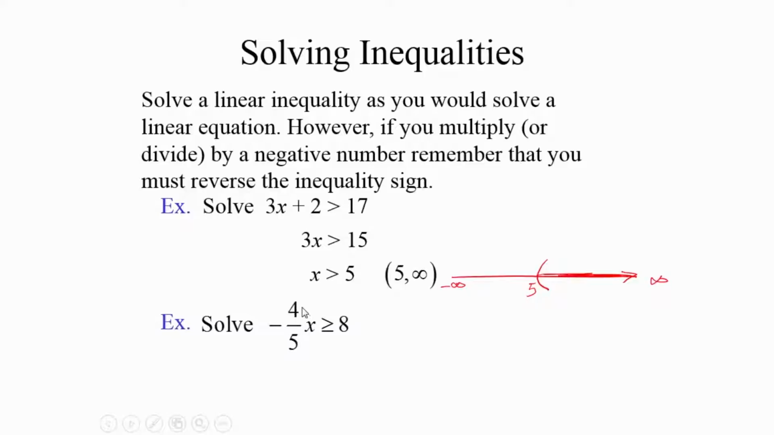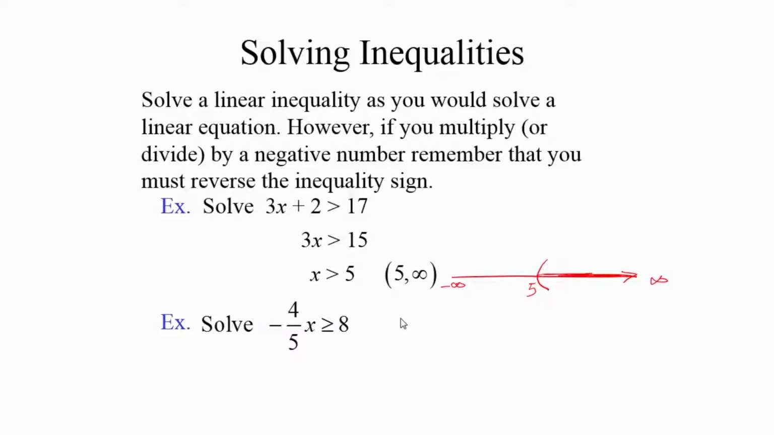So minus 4/5 h greater than or equal to 8. This is another example. Minus 4/5 h greater than or equal to 8. Now, in this case, I'm going to multiply both sides by the inverse of this coefficient with the same negative sign. Okay? Since I'm multiplying by a negative number, this sign would reverse.